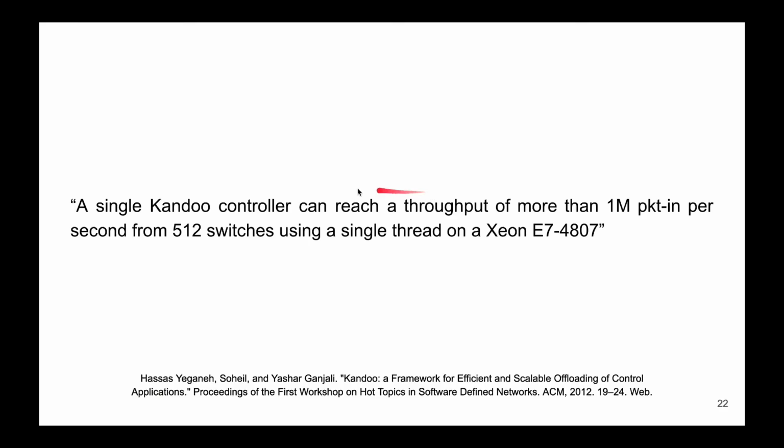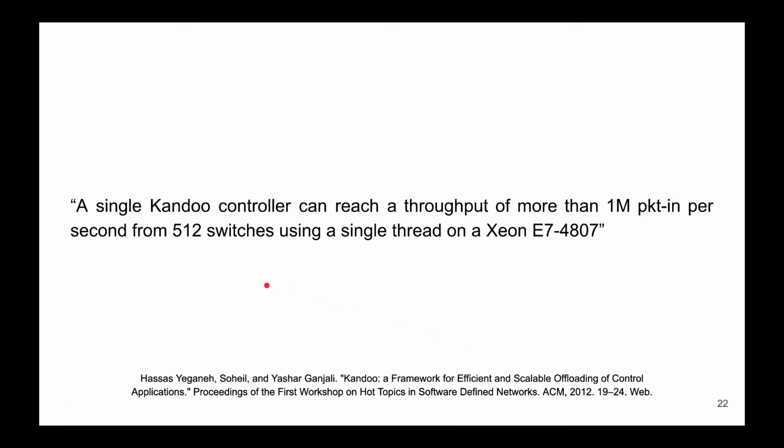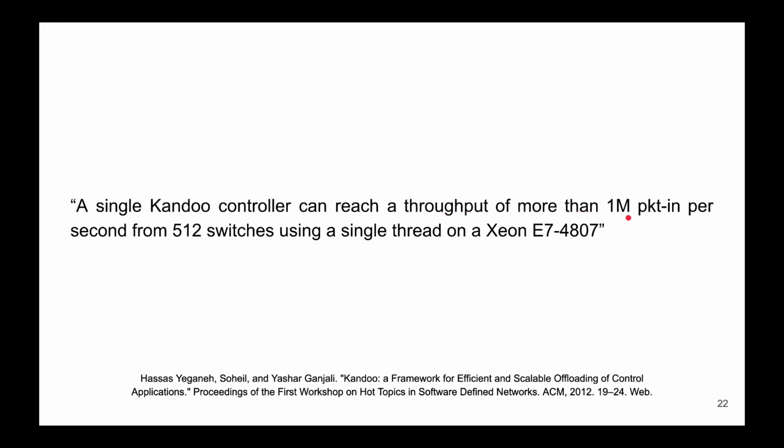So with that in mind, an experiment was conducted by some networking researchers from the University of Toronto to test out the performance of the KANDOO SDN controller using elephant flow detection as a methodology. The details of how they set up the controller are ignored here, but you can look them up in the paper. What's important is that they found that a single KANDOO controller can reach a throughput of more than 1 million packet-ins per second from 512 switches using a single thread on a Xeon E7-4807 processor, with a closed data path to the switch.